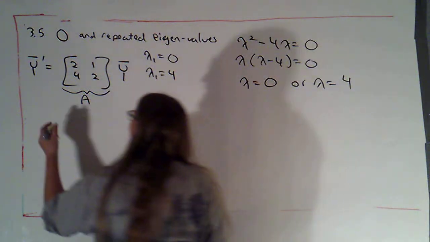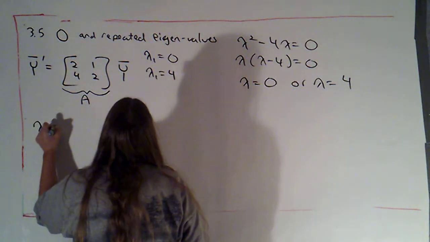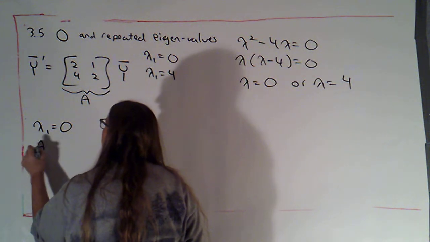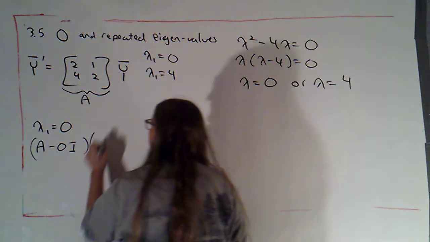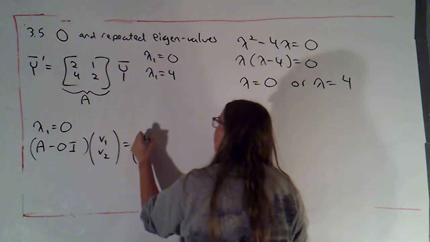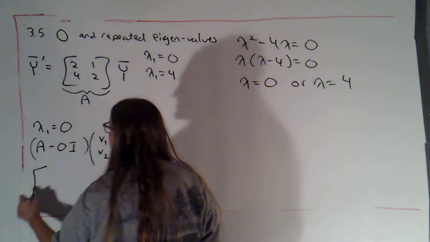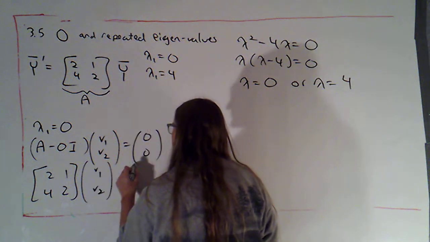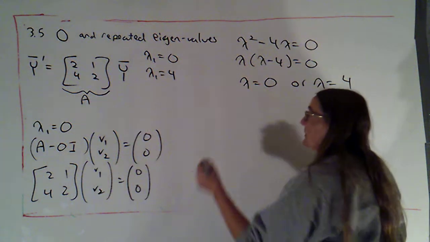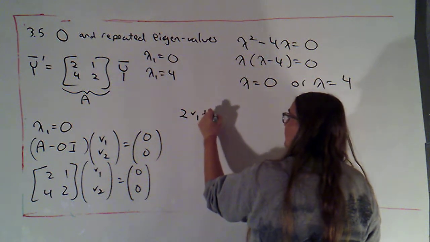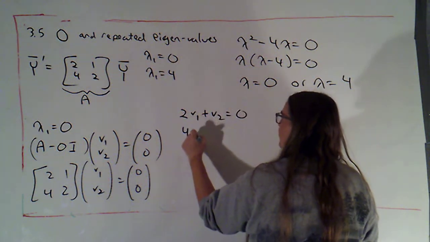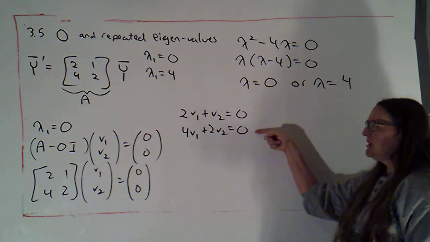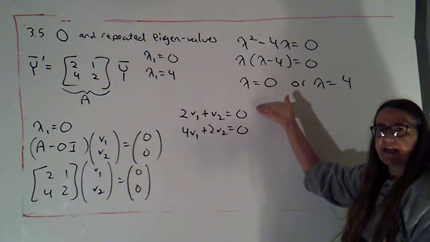Welcome back. So if I'm looking at lambda 1 equaling 0, then I'm basically looking for A minus 0I times some non-zero vector v1, v2 has to equal 0, 0. Well, that's just the matrix 2, 1, 4, 2 times v1, v2 equals 0, 0. The corresponding system is 2v1 plus v2 equals 0, 4v1 plus 2v2 equals 0. And I can see that's a dependent system because this equation is just 2 times that equation.